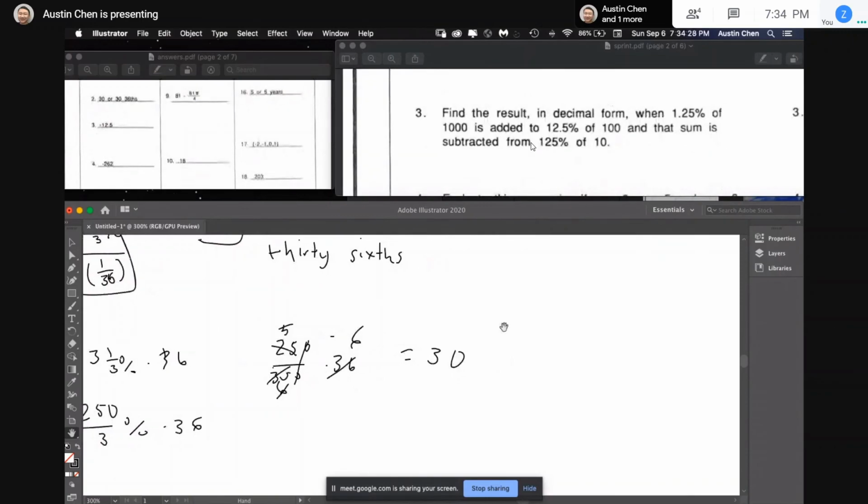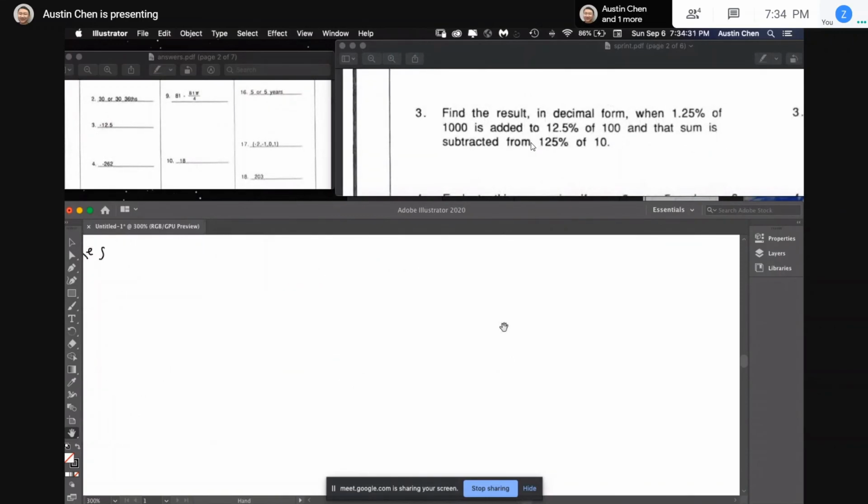Find the result in decimal form when 1.25% of 1,000 is added to 12.5% of 100, and that sum is subtracted from 125% of 10. Okay. Whenever you have percent of something, that just means you multiply them. So what we're trying to find is 1.25% times 1,000 plus 12.5% of 100, subtracted from 125% of 10.